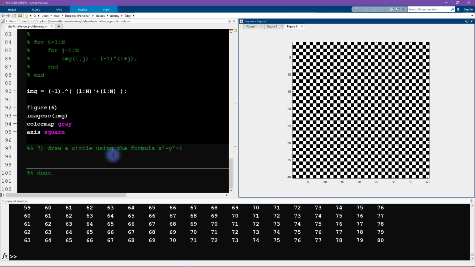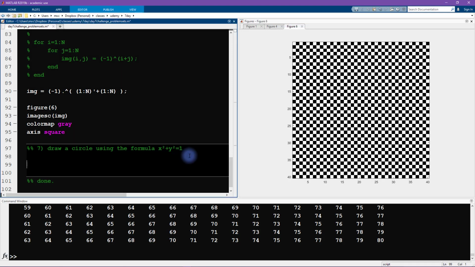Very nice. So now the last exercise is to draw a circle using the formula x squared plus y squared equals 1. Now the key to solving this exercise is again to solve for y, and then you get into a bit of a weird situation where it's going to look something like this.